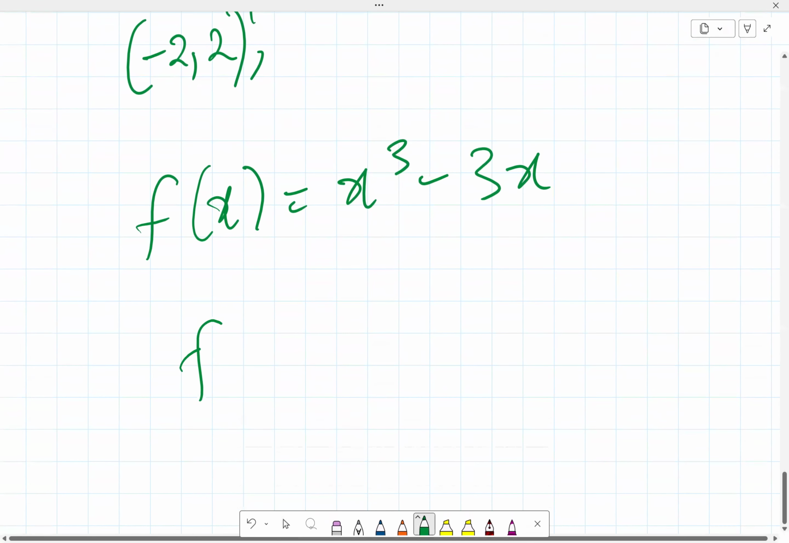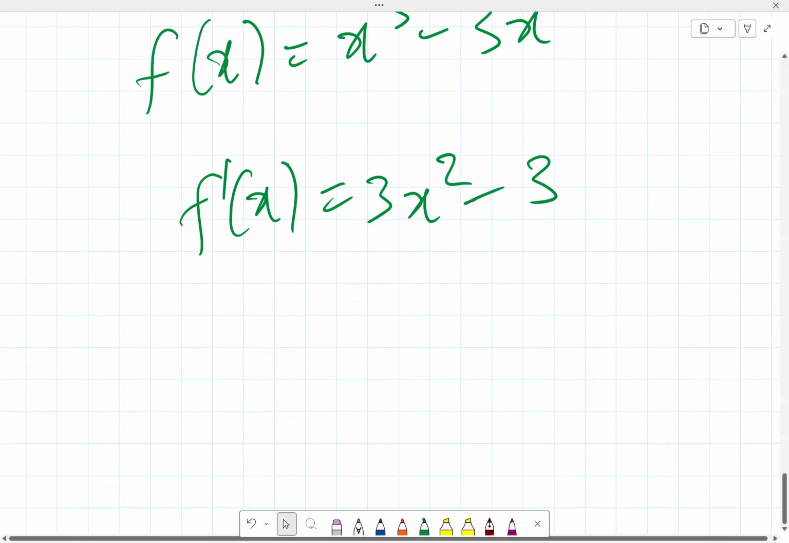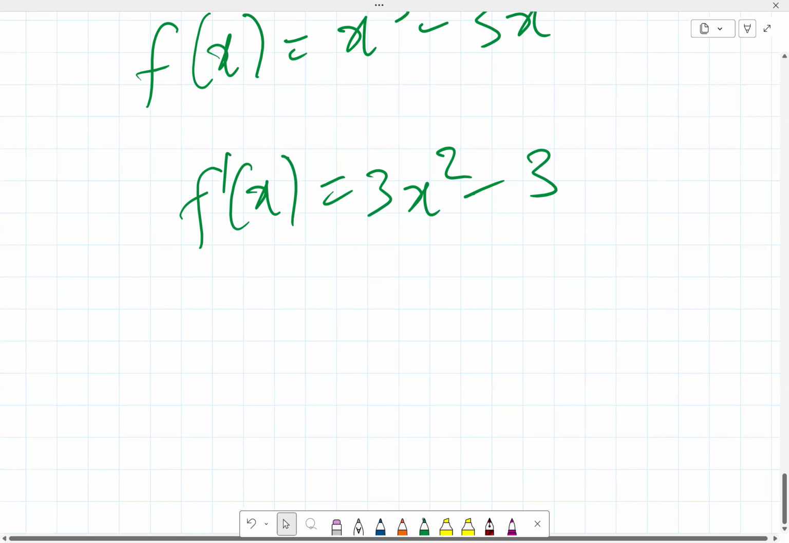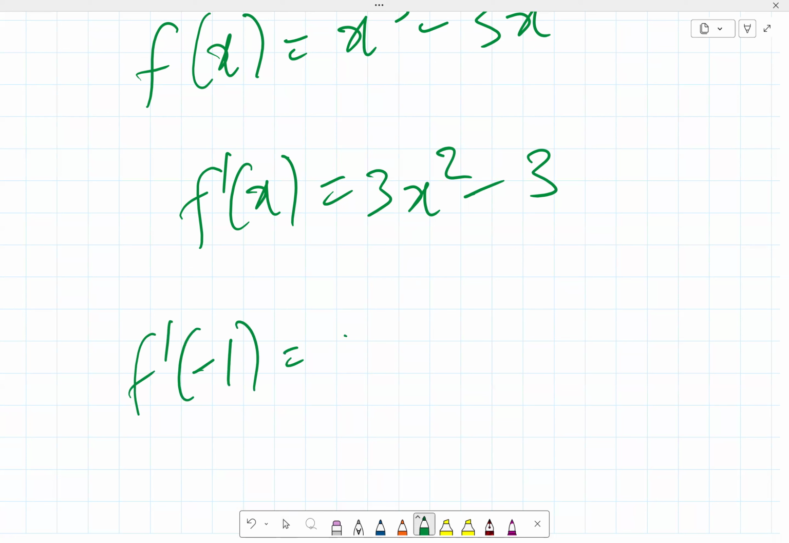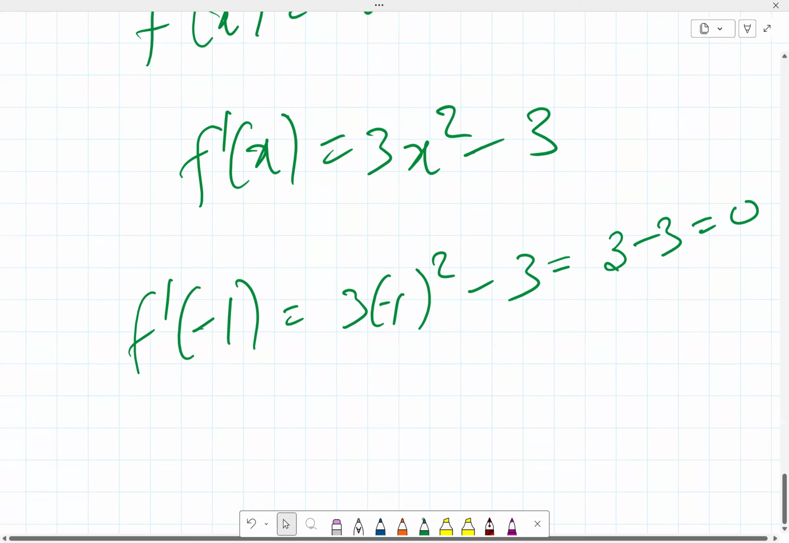So if we differentiate this, you have f prime of x equals 3x squared minus 3. We now want to evaluate this derivative at different values. So like I said, I'm picking -1, 0, and 1. So we have f prime at -1, that's 3 into -1 squared minus 3. So -1 squared is 1, times 3 is 3. So we have 3 minus 3, and that is equal to 0. So 0 is a good answer.